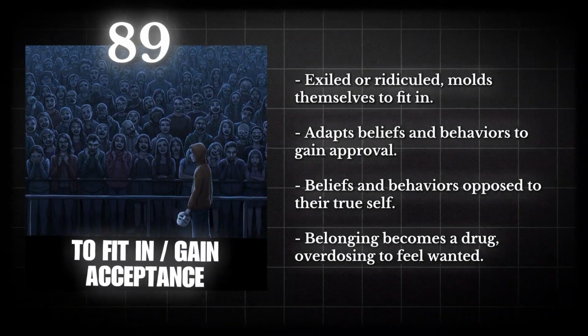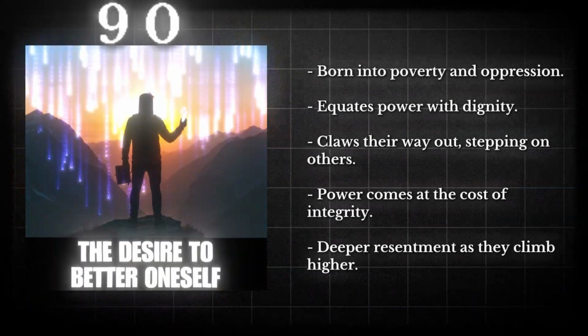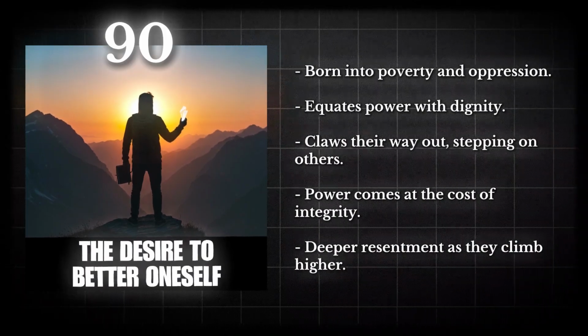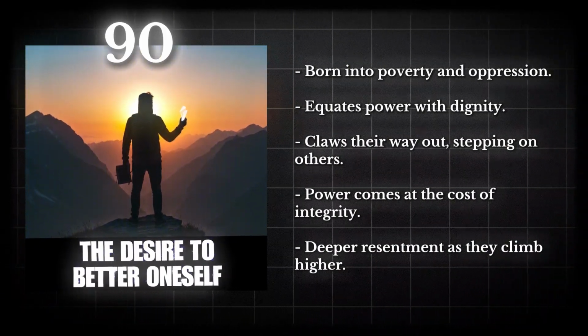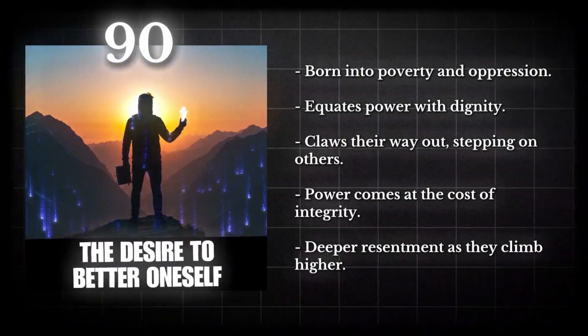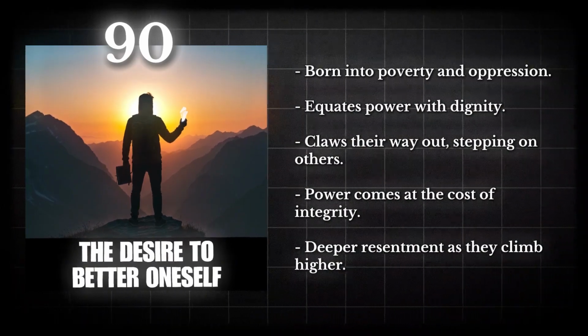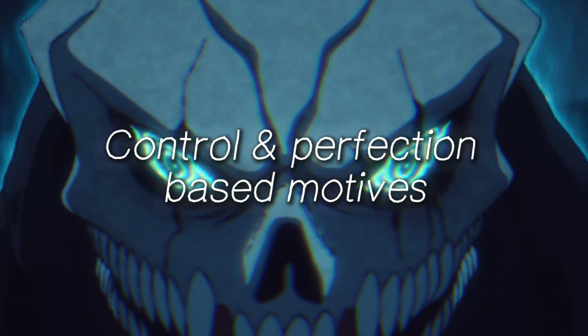Belonging becomes a drug, one they'll overdose on to feel wanted. 90. The desire to better oneself. Born into poverty and oppression, the villain equates having power with dignity. They claw their way out of poverty, stepping on anyone who stands in their path. The power they gained comes at the cost of their integrity, and the higher they climb, the deeper they sink into resentment.